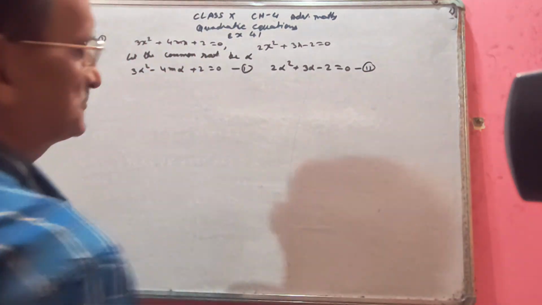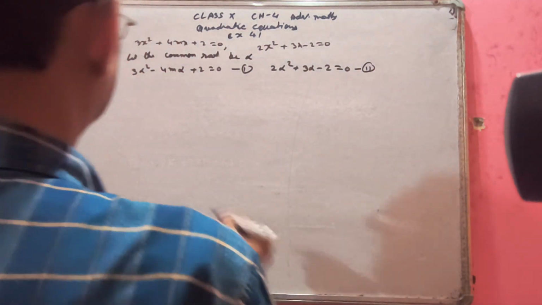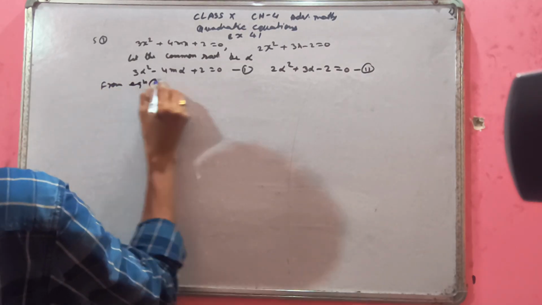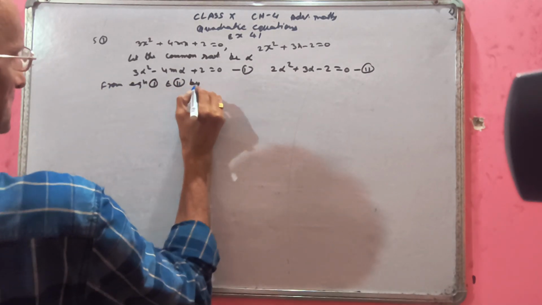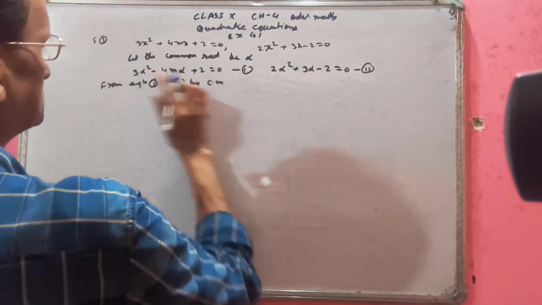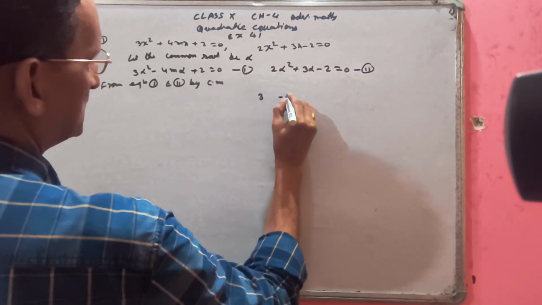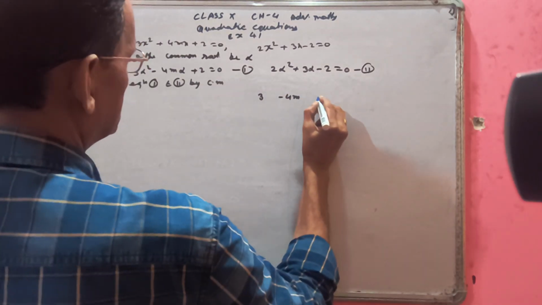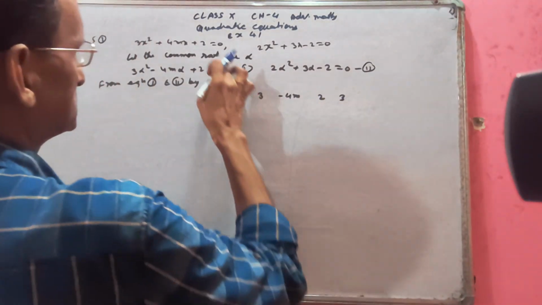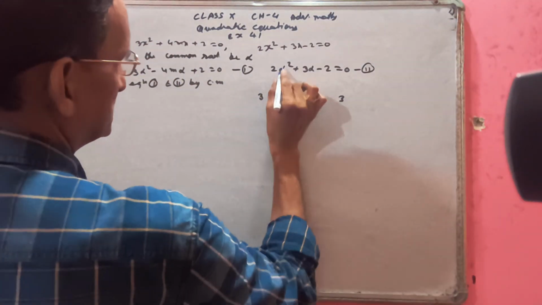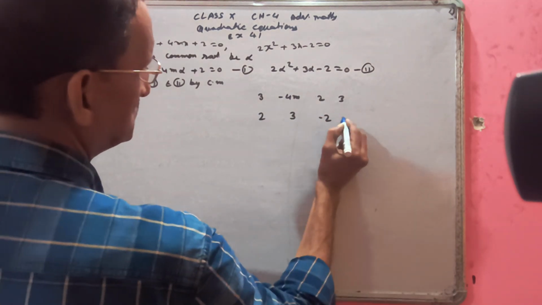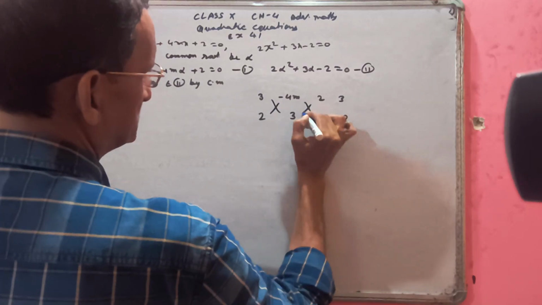You have already seen the process in number 2, cross multiplication. So we will start from equation 1 and 2 by cross multiplication. Write the coefficient of alpha square is 3, alpha is minus 4m, and constant term is 2, and repeat the coefficient of alpha square. Actually we are writing in cyclic order. Then from the second, 2, 3, minus 2, and repeat again 2, then cross multiplication.